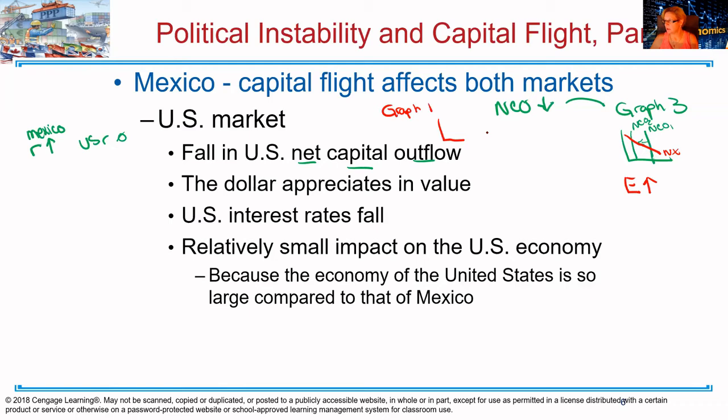In graph 1, what's happening? In graph 1, as you can see, that demand curve, investment plus net capital outflow. Net capital outflow is going downward. The demand curve is going inward. And if we have national supply, national savings, so you can see that the US interest rate would be falling. Okay, so that's this portion.